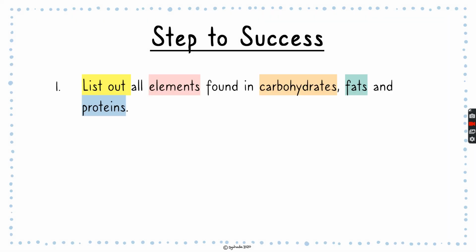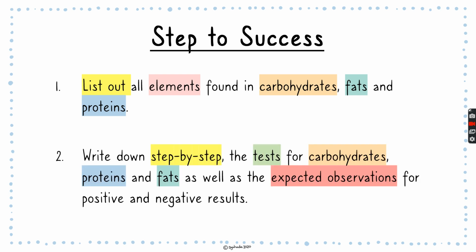The step to success today is, you should be able to list out all the elements that are found in carbohydrates, fats, and protein. If you have your Cornell notes ready, that'll be really good. Make sure that you have this inside your notes. Number 2, write down step by step the test for carbohydrates, proteins, and fats, as well as the expected observations and also their conclusions for both the positive and negative results.